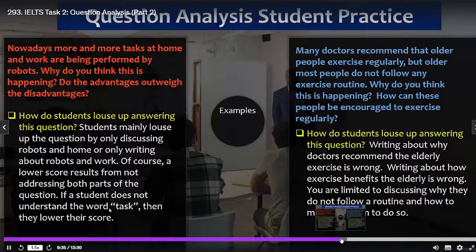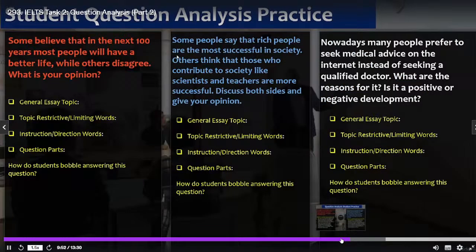Okay, question analysis, class practice 4. Let's get into it. We have 3 questions in front of us. Question 1 in red, some people believe that in the next 100 years, most people will have a better life, while others disagree. What is your opinion?